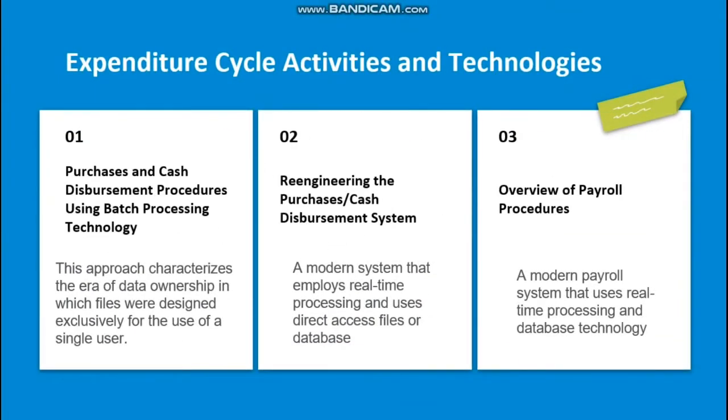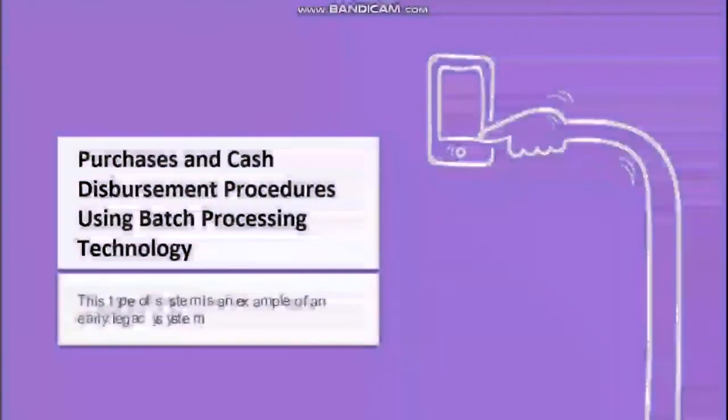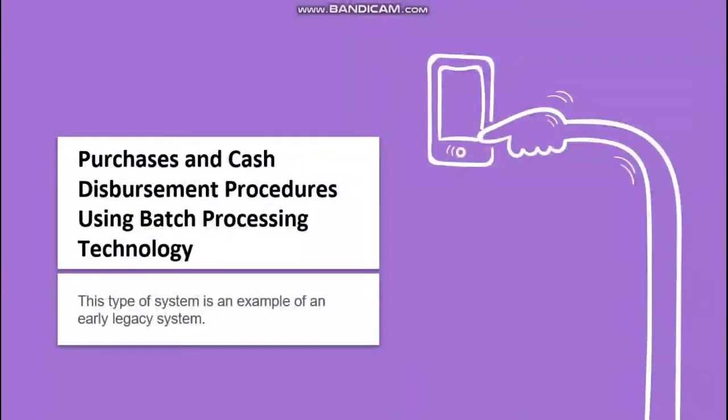The first of these is the purchases and cash disbursement procedures using batch processing technology. Second is the re-engineering of the purchases or cash disbursement system. And the last one is the overview of payroll procedure. Let's now discuss the first alternative information technology. Here is the batch purchases system.